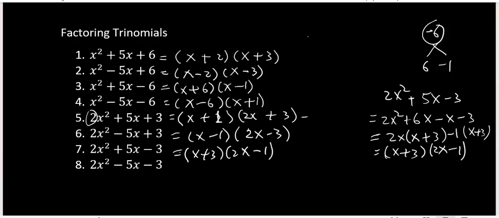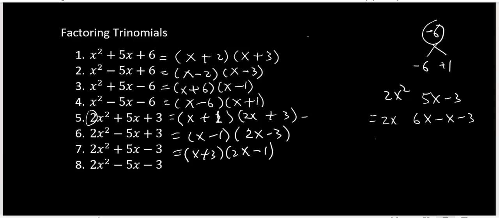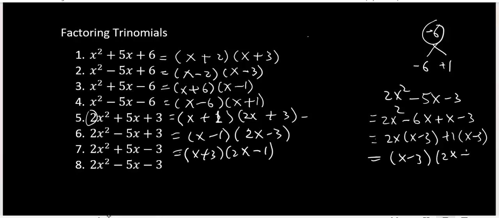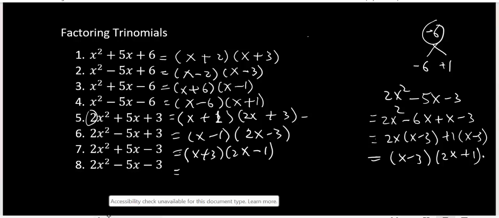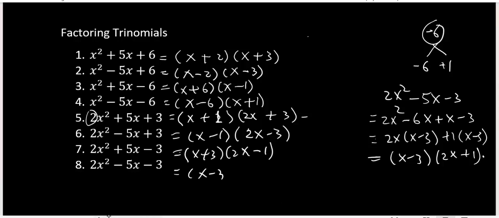Okay. Next, we are going to number 8. My question is 2x squared minus 5x minus 3 for number 8. So I'm writing this here and plus 1x here. You factor out 2x, then you get x minus 3. Factor out 1, you get x minus 3. So finally, you get x minus 3 times 2x plus 1. So we are done for all 8 questions we have in this page.